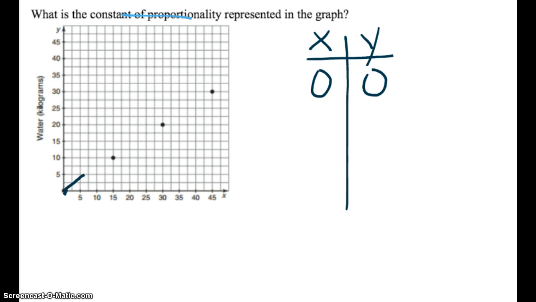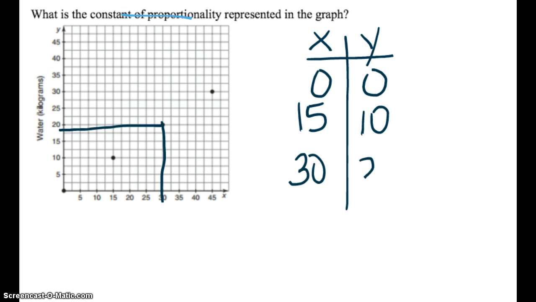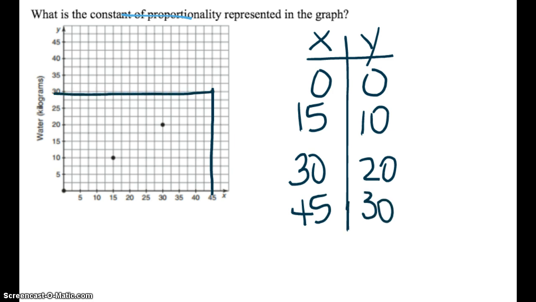Since we have a situation that's linear and it goes through the origin, we know it's going to be proportional. So we started at 0, 0. My next point is that X is 15 and Y is at 10. Alright? Next, X is at 30 and Y is at 20. Okay? And then my last point, X is at 45 and Y is at 30. So now I have my X and my Y values.